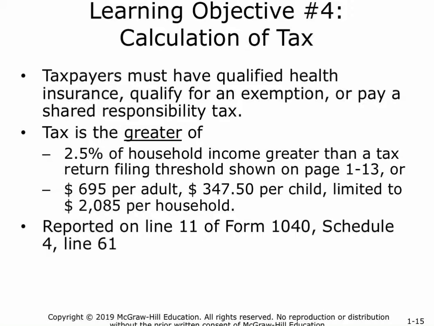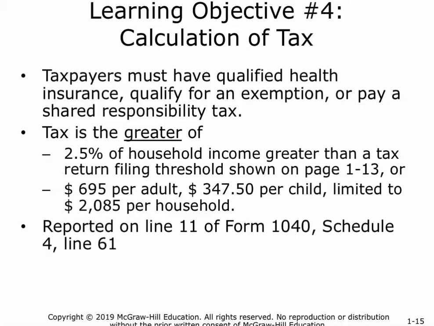A tax filer must also have qualified health insurance or qualify for an exemption. And if the tax filer doesn't meet one of those two prongs, then they'd have to pay what is commonly referred to as a penalty, but really is the shared responsibility tax. The way that tax is calculated is going to be either the greater of 2.5% of household income greater than the tax return filing threshold. So for a single filer, that would be $12,000. For married filing jointly, with both parties under age 65, that would be $24,000.